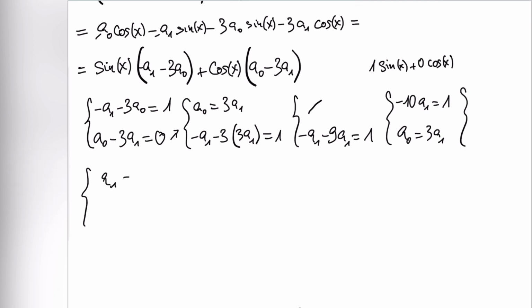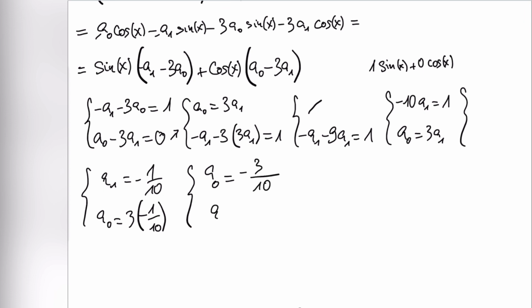So a1 is equal to minus 1 over 10, and a0 is equal to 3 times minus 1 over 10. So we have a0 is equal to minus 3 over 10, and a1 is equal to minus 1 over 10, right?